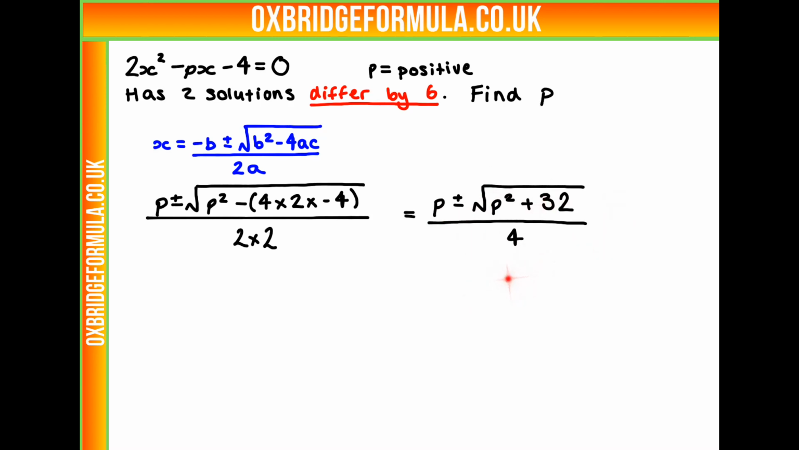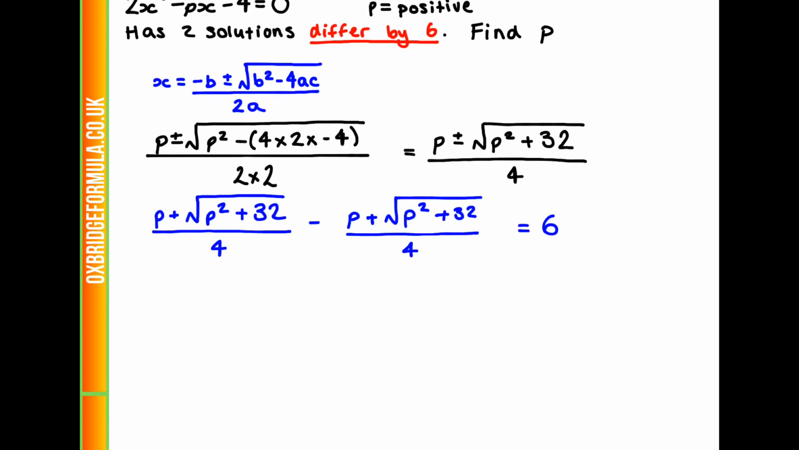So what's going to be our next step? We know that these are going to be our solutions here. We know our two solutions differ by 6. So if we set one minus the other, the answer is going to be 6. So if we do that here, our plus one minus our minus one, which makes this plus again, that's going to be our answer. That's the difference between the two. It equals 6. So we can just simplify this down again.